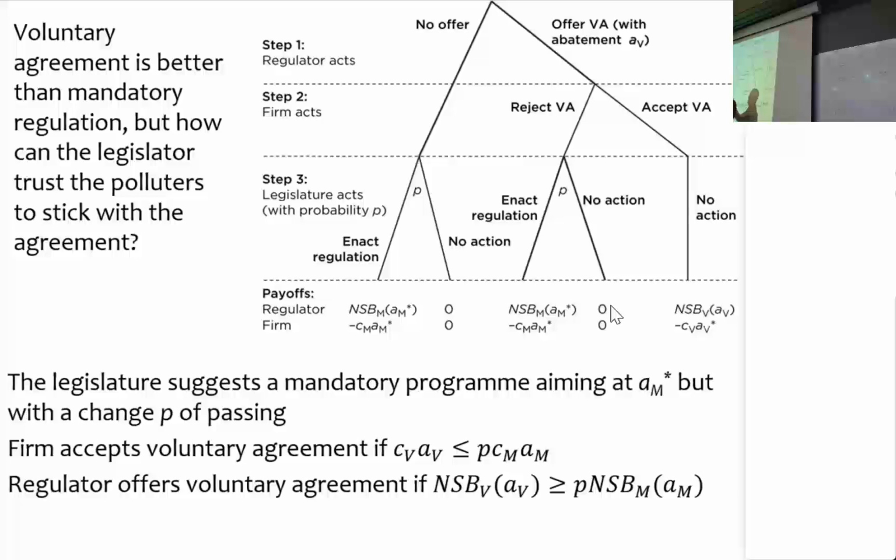If there is regulation, mandatory regulation, then the net social benefit is this thing here, and the cost to the firm is this thing here, right? If we end up with no voluntary agreement but also no legislation, then the environmental gain is exactly zero, but also the cost to the polluters is exactly zero, right?